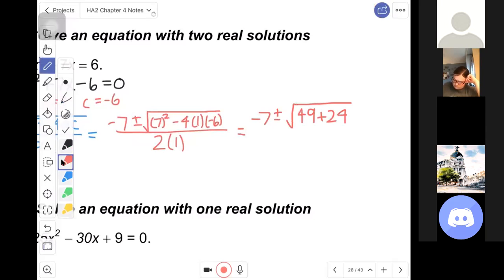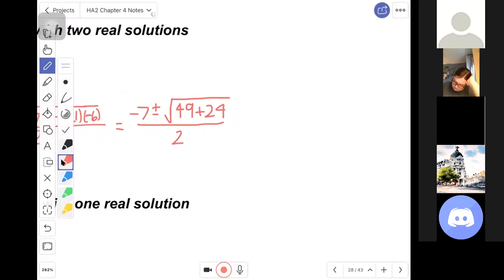This is where it's important to look at your signs. The 4 is a negative and the 6 is a negative. 2 negatives make a positive, and anything times 1 is just itself. And this is all over 2. So let's keep simplifying. We have 49 plus 24. That gives us 73 all over 2.